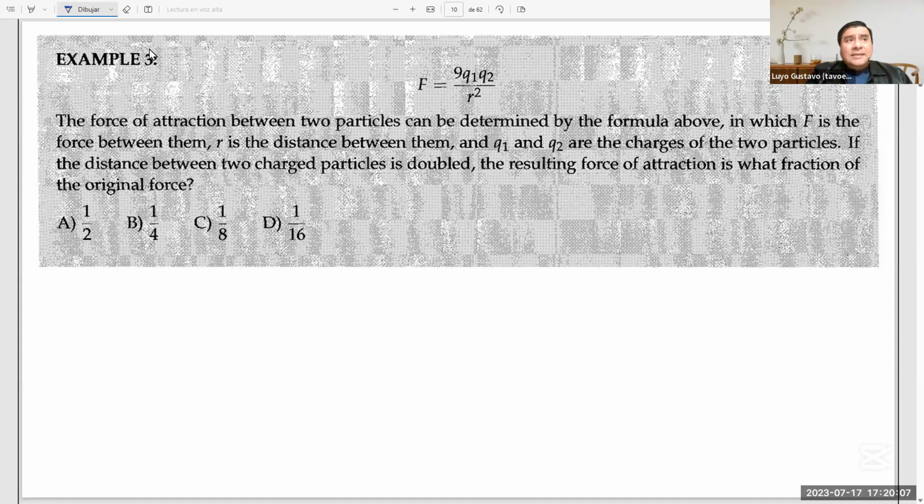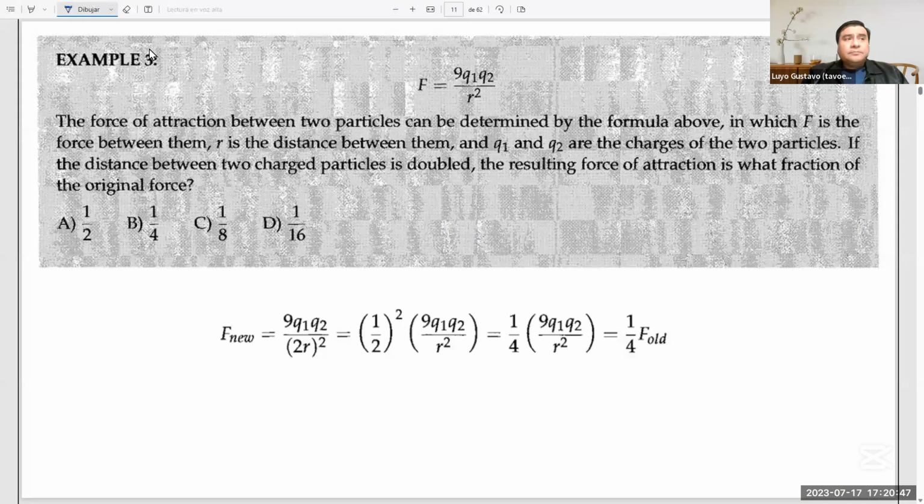If the original distance R is doubled, that is to say, it becomes now 2 times the original distance, what would happen with the original force? The original force would change to a new force that we can call F prime. What is the relationship between F prime and F? So we want to get something like this: F prime is a factor X multiplied by the original force F. What is the value of this? Let's find it, okay?